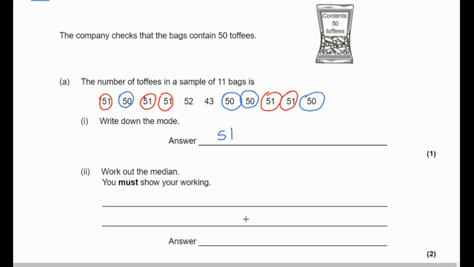Okay, next, work out the median. You must show your working. Well, median, we've got to put all the numbers in order. So the smallest number we have is 43. Then we have, what's the next smallest number? It's going to have to be 50. And how many times does 50 come up? It comes up 4 times. So 50, 50, 50, 50. Then we've got 51, 51, 51, 51, 51. That comes up 5 times.